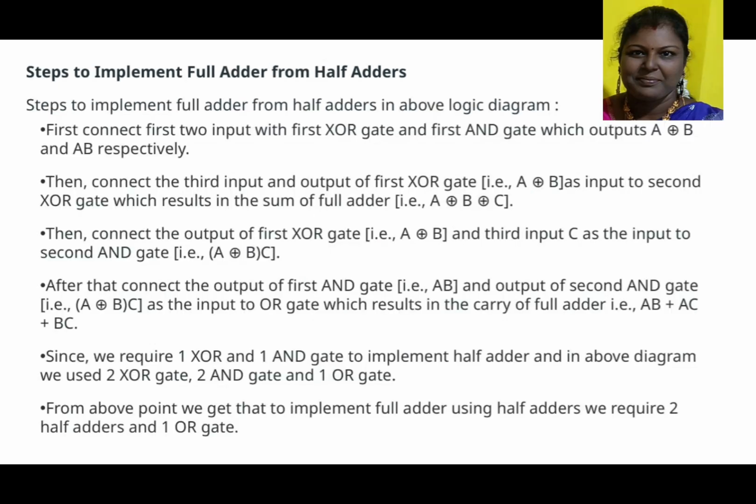Let's break down how to build a full adder using half adders. First, we connect the 2 inputs, A and B, to an XOR gate and an AND gate. This gives us A XOR B and the product AB. Next, we take the output from that XOR gate and the third input, C, into a second XOR gate. This produces the full sum, A XOR B XOR C. Meanwhile, the outputs from the first XOR and input C go into a second AND gate. Finally, the outputs from both AND gates feed into an OR gate, which gives us the carry output. So, to make a full adder, we need 2 half adders and 1 OR gate.